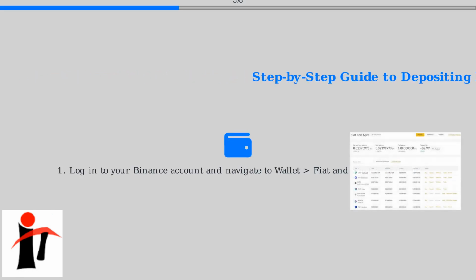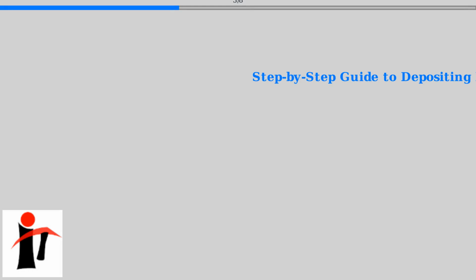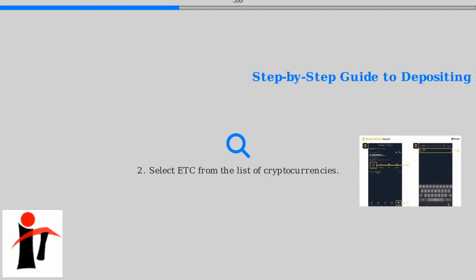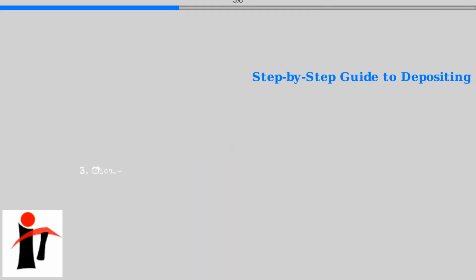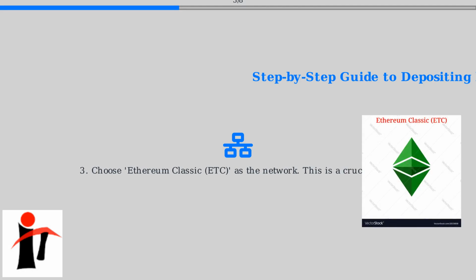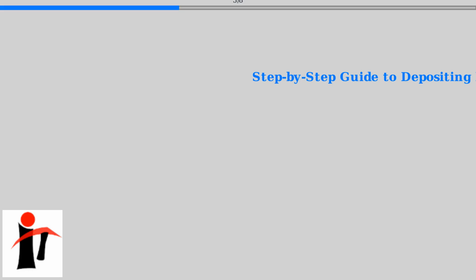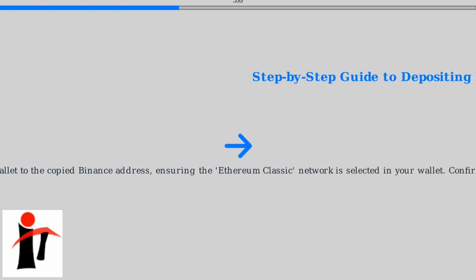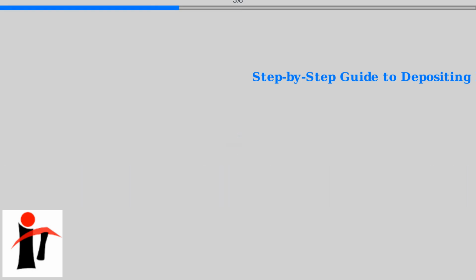First, log into your Binance account and navigate to Wallet, then Fiat and Spot, and select Deposit. Next, select ETC from the list of cryptocurrencies available for deposit. Now, choose Ethereum Classic ETC as the network. This is a crucial step to avoid sending to the wrong chain. Then copy the generated deposit address. Note that ETC does not require a memo or tag. Finally, send ETC from your external wallet to the copied Binance address, making sure the Ethereum Classic network is selected in your wallet. Confirmations usually take 1 to 5 minutes.